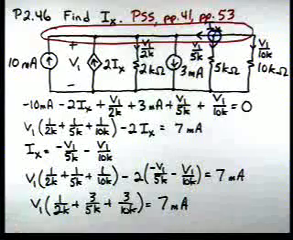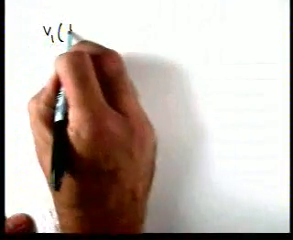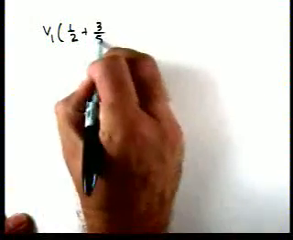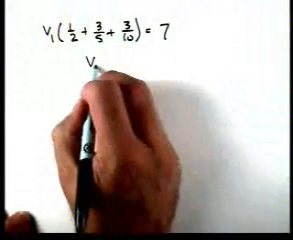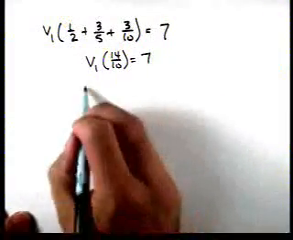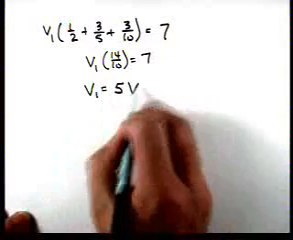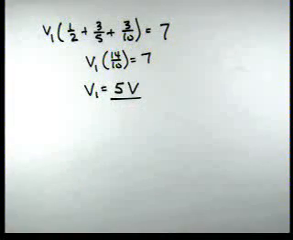Okay, now let's multiply that equation through by 1,000. So multiplying through by 1,000 gives us V1 times a half plus 3/5 plus 3/10 equal to 7. That gives us V1 times 14 over 10 is equal to 7, or V1 equal to 5 volts. So we picked the right polarity.